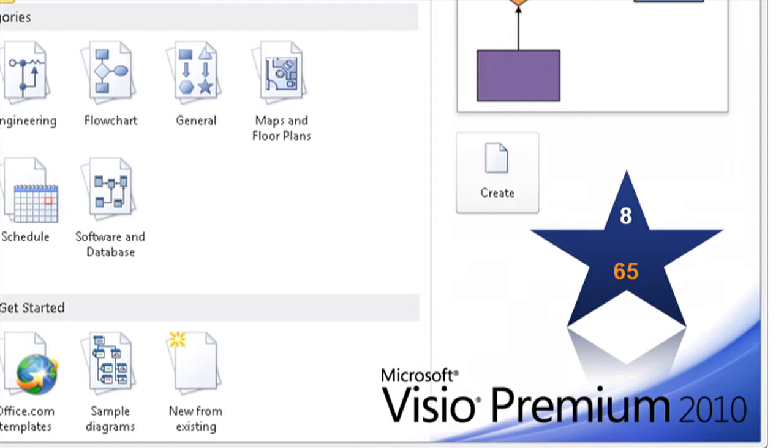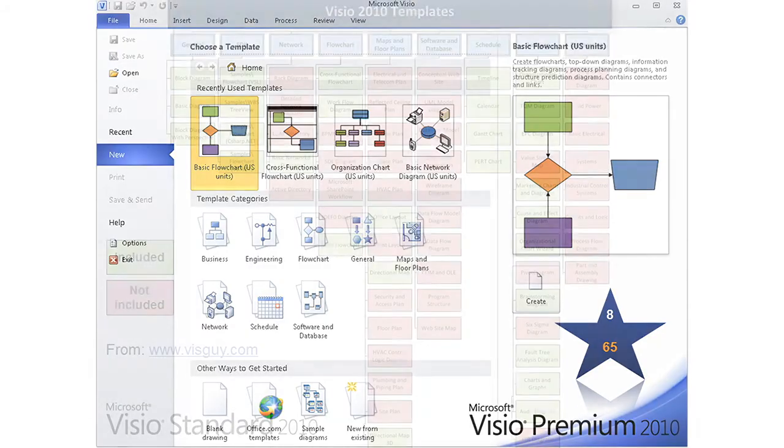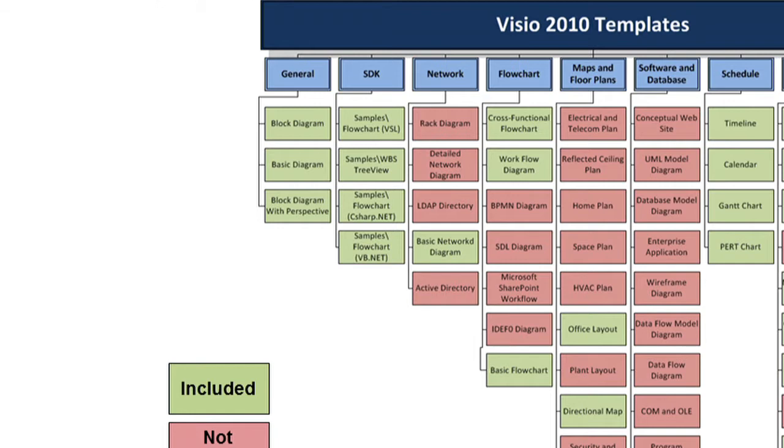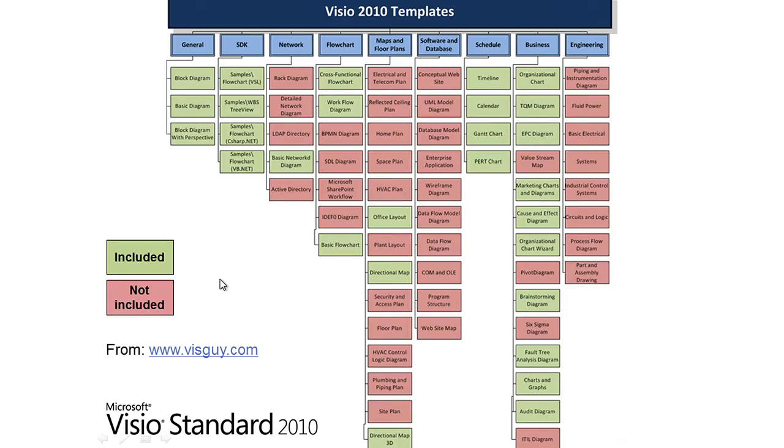Now, just to show you the same idea, but expressed visually, I've borrowed some graphics from Chris Roth, who's the proprietor of the visguy.com website, an excellent resource for all things Visio. Across the top of the page, you'll see blue boxes that represent the 8 template categories. And then the boxes below them, in green, represent the templates that are included with a particular edition of Visio. The red indicates templates that are excluded.